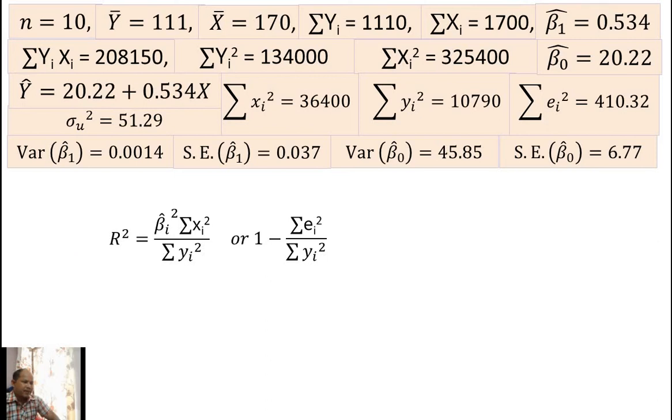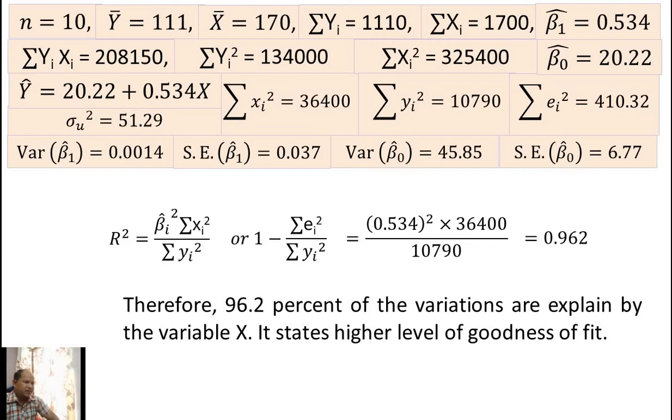Now, capital R square, that is coefficient of determination, is equal to beta 1 cap square into summation xi square divided by summation yi square, or that is equal to 1 minus summation ei square divided by summation yi square, and after putting the values we get 0.962. Therefore, 96.2% of the variations are explained by the variable x. It states a higher level of goodness of fit, because 96.2% of the variations are explained by the variable x.